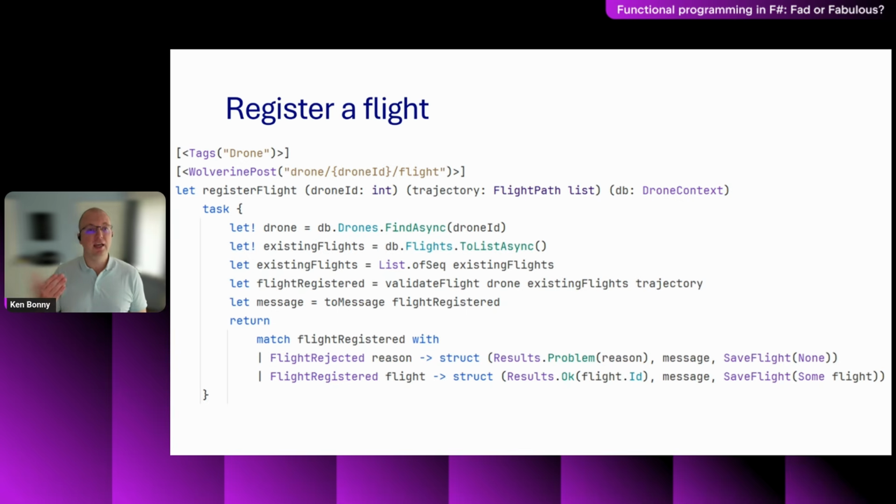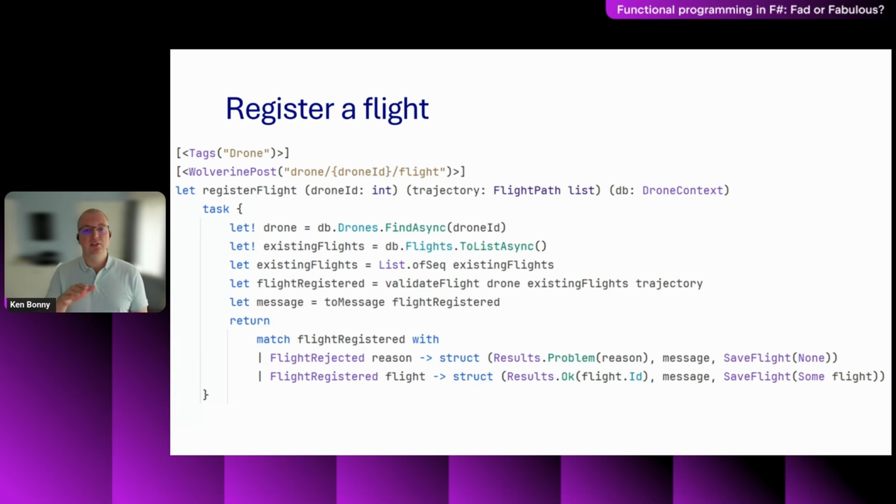We're creating a post endpoint where we will register our flight. We will pass it the ID of the drone, and the flight path list will come from the body of our request, and we will get a drone context from the dependency injection framework. The task computational expression lets us work with asynchronous code, so we can call the database to find the correct drone and to load all of the flights in our database.